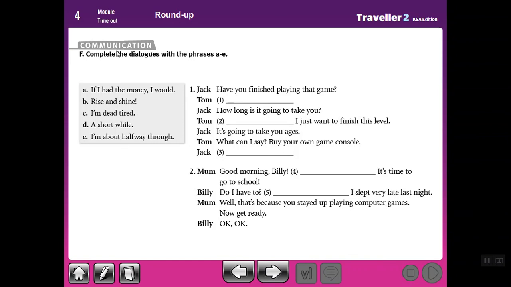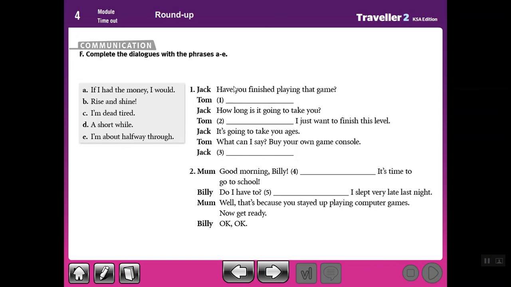here a communication task. Complete the dialogue with the phrases A, E. A. If I had money, I would. B. Rise and shine. Rise and shine here is an expression, okay, or a phrase to wake someone up nicely, okay? Rise here, get up. Shine means act lively and do well, okay? To wake someone nicely. I'm dead tired. I'm exhausted. A short while, a short time, a short period of time. I'm about halfway, okay?